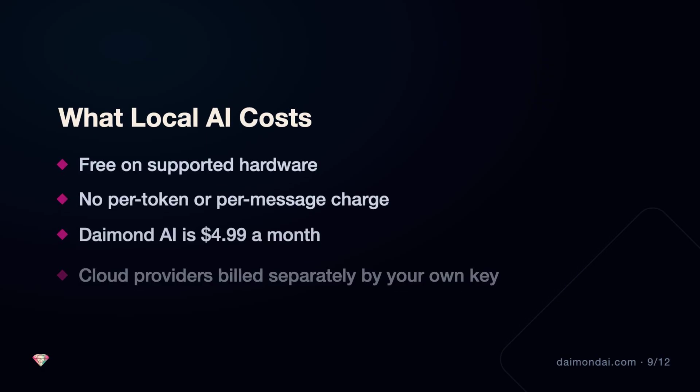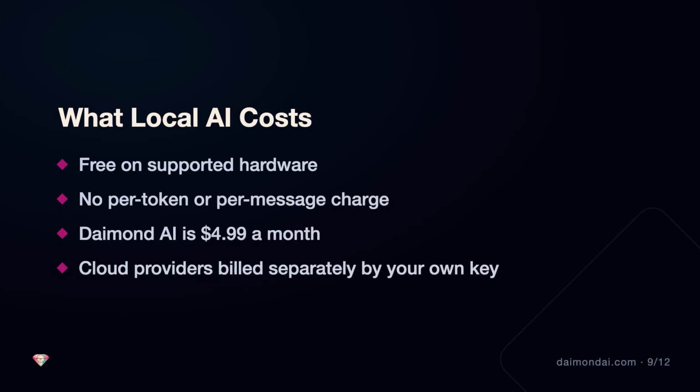Local AI doesn't add anything on top of Daimond's subscription because there's no external API call to bill for. Daimond AI itself is $4.99 a month after a 7-day free trial. If you also use cloud providers, those are billed separately by OpenAI, Anthropic, Google, or Groq at their own rates, using your own key. You can use local AI exclusively and never see a provider billing dashboard at all.